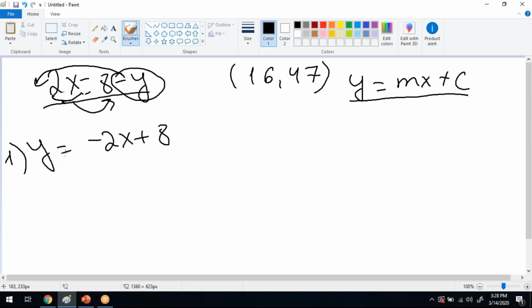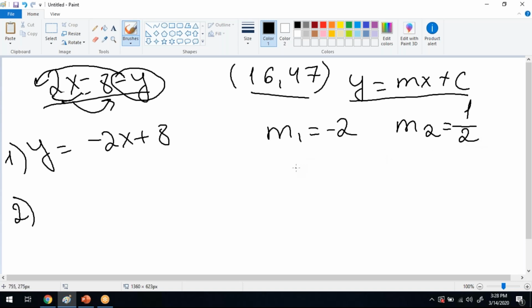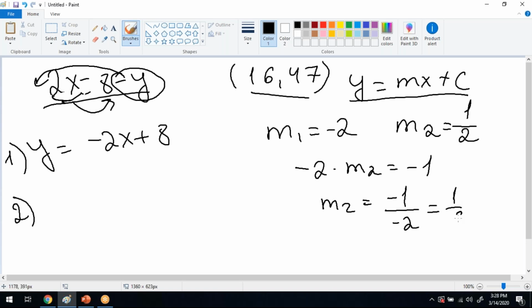So this is my first line, and I need to find the second one, which is perpendicular to it and passes through this point. So the m of this line will be negative 2. So I need to find m2. I know that it should be the negative reciprocal. So if this is negative, this one will be positive, and the reciprocal of 2 is very easy to find, which is 1 over 2. Or negative 2 times m2 should give us negative 1. So m2 will be negative 1 over negative 2, which is just 1 over 2.